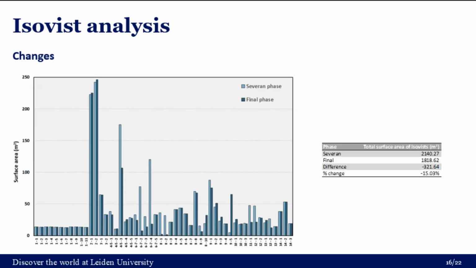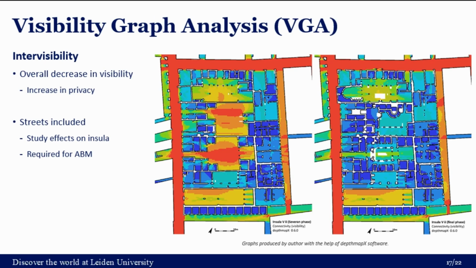So this is an example of the size comparison between the same isovists during the different phases. And you can see most of them decreased in size, reflecting that a smaller area of the insula was visible from the street during the final phase than during the third phase. Now, the third method is visibility graph analysis.